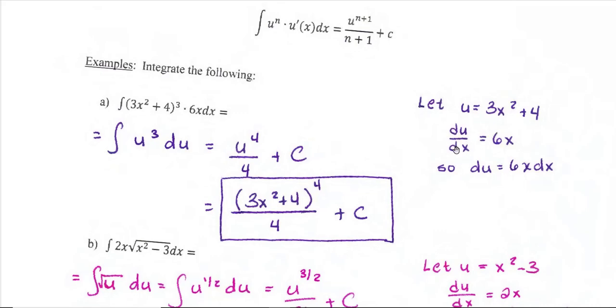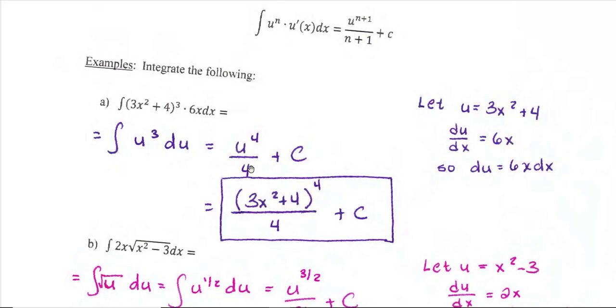Well, this du over dx, if I multiply both sides by dx, I would end up getting du is equal to 6x dx. So now I have u being 3x squared plus 4, which fits right here, and I have du being 6x dx, which is right here. I can use this u substitution to get the integral of u to the third du. Well, that's something that we know how to take the integral of. That's going to be u to the 3 plus 1 over 3 plus 1 plus c.